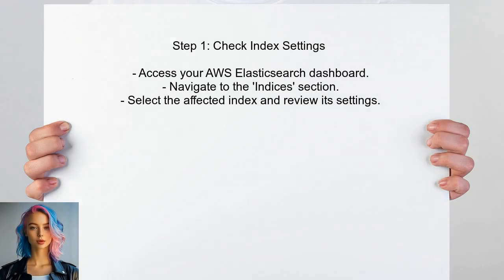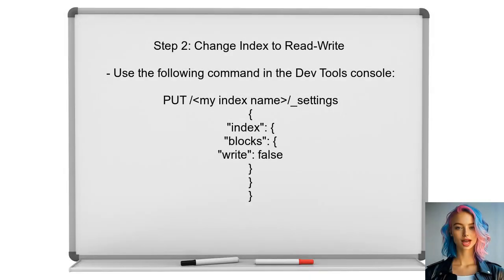To address the issue of being unable to write to the index, the user should first check the index settings in their AWS Elasticsearch instance. This can help identify if the index is set to read-only mode. If the index is indeed in read-only mode, the user can change this setting. This is often caused by low disk space or other cluster health issues.